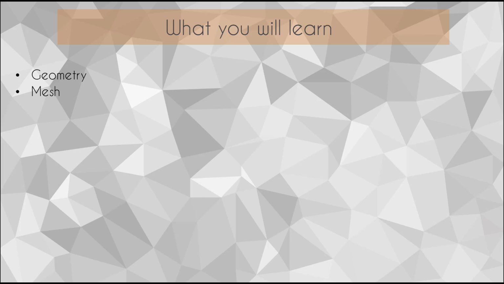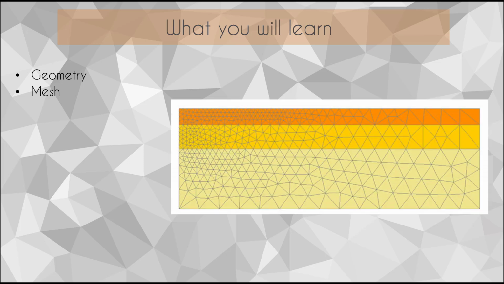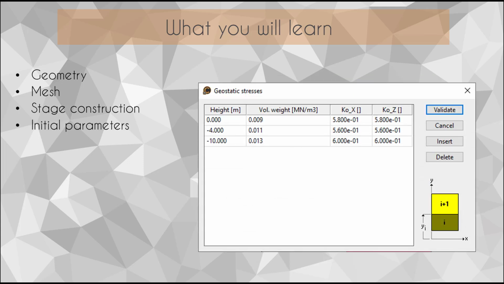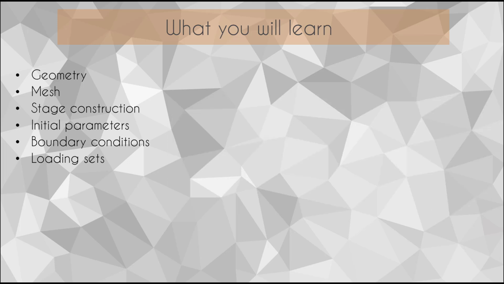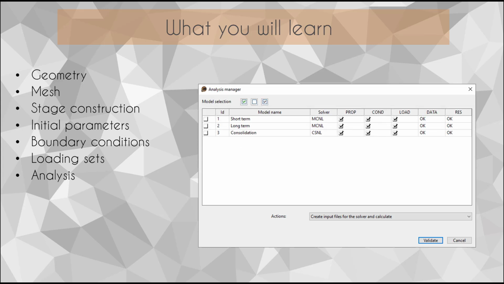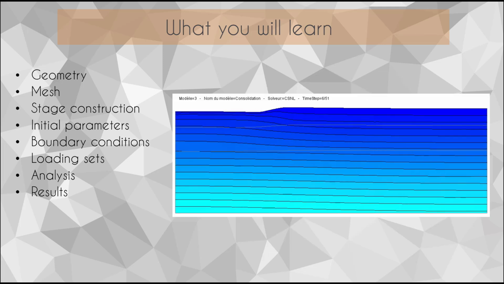We go on with the mesh. Here we use a quadratic interpolation, filling with triangle elements. Staged construction. Stage 1, undrained behavior. Stage 2, drained behavior. Stage 3, consolidation behavior. Initial parameters. Boundary condition. Loading sets, with the embankment as load. Analysis of 2 statics models and 1 consolidation model. Results of the settlement. Headwater and hydraulic pressure.